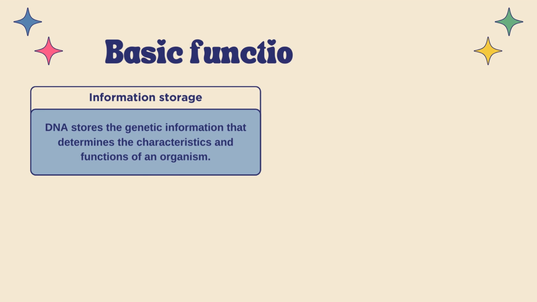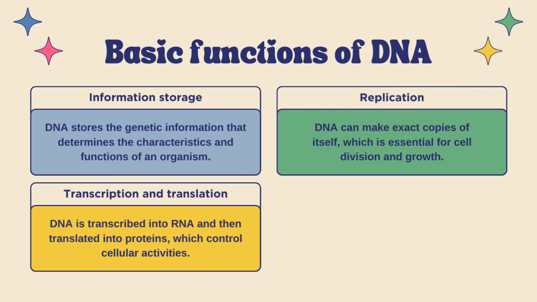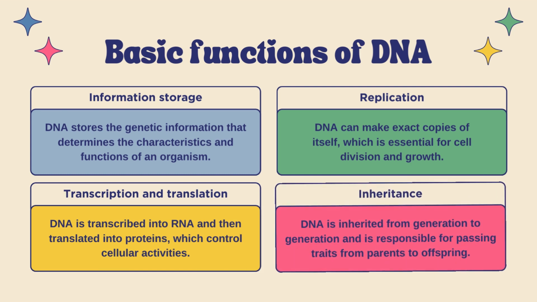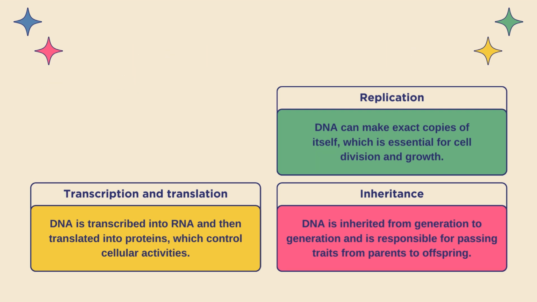Information storage. DNA stores the genetic information that determines the characteristics and functions of an organism. Replication. DNA can make exact copies of itself, essential for cell division and growth. Transcription and translation. DNA is transcribed into RNA and then translated into proteins, controlling cellular activities. Inheritance. DNA is inherited from generation to generation, passing traits from parents to offspring.